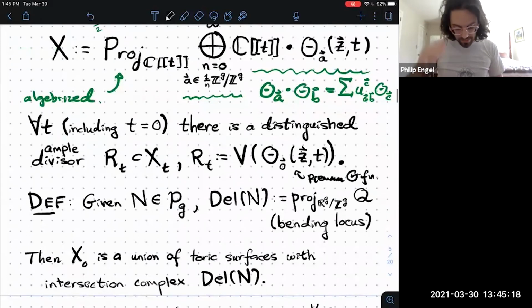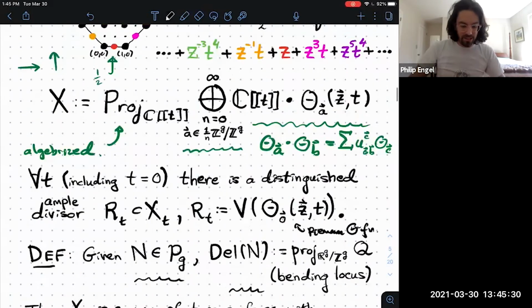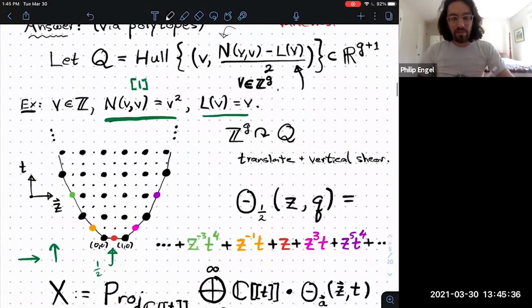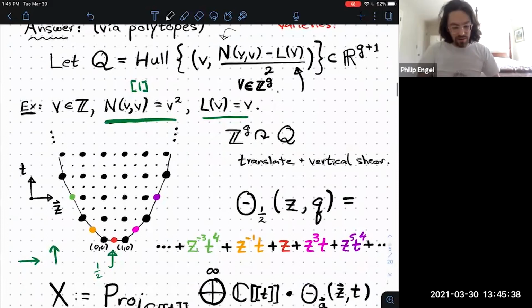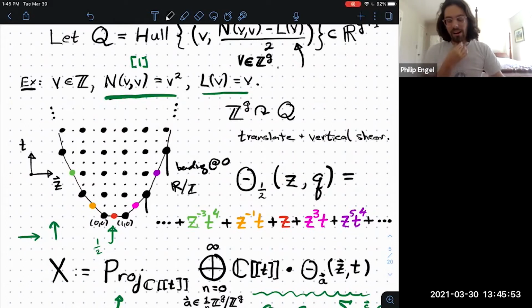So I want to introduce a definition. Given an N in the space of positive definite matrices, I want to declare Del(N) to be the bending locus of this piecewise linear function. So when we take the hull, this is the overgraph of a piecewise linear function, and that PL function has a bending locus. In this case, the bending locus is just at the point 0 in R mod Z.